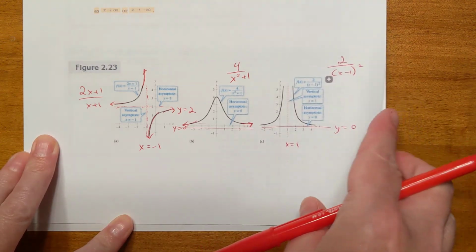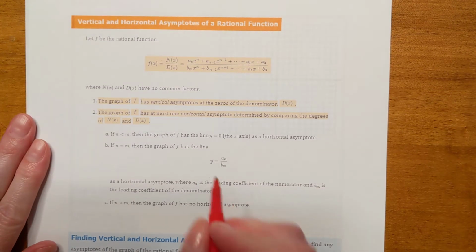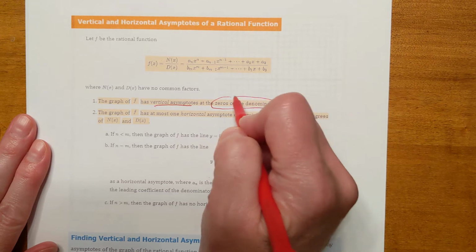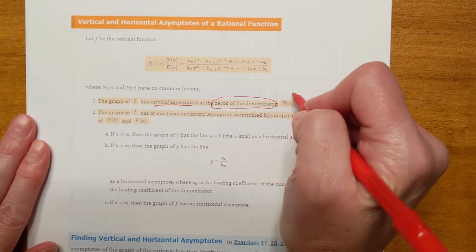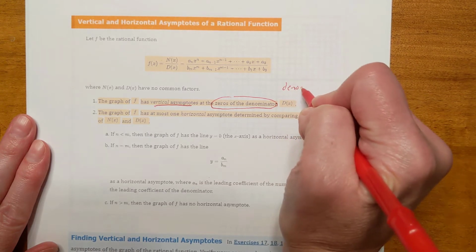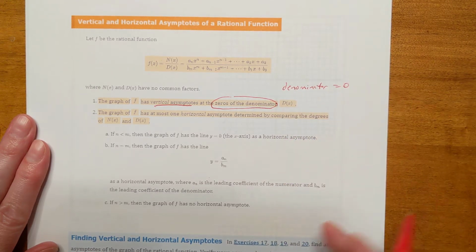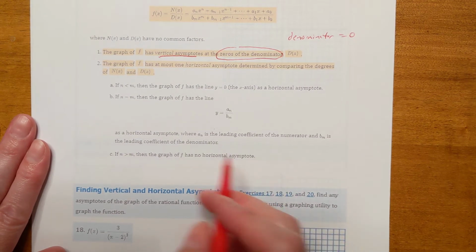All right, so let's do some of these on the next page. Oh, they summarize it here on the next page, all the rules for us of how you find them. So to get a vertical asymptote, it's the zeros of the denominator. It's all about the zeros of the denominator. So you set the denominator equal to 0 and you solve it. The horizontal asymptote is a little bit more complicated.